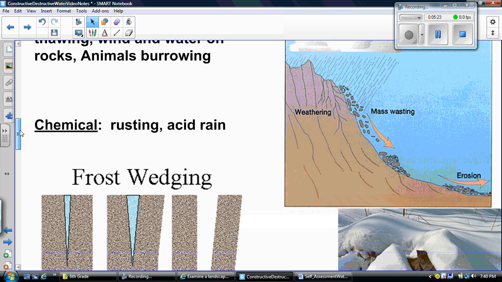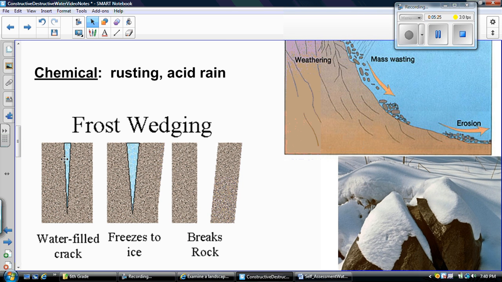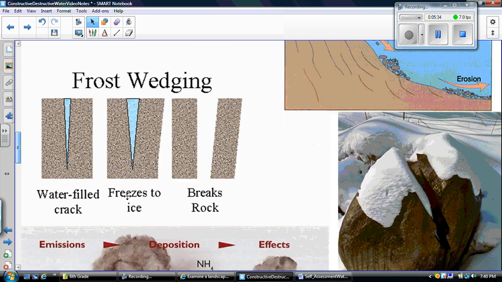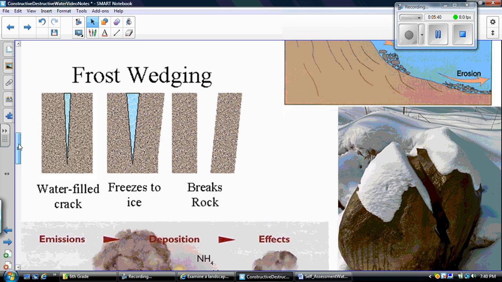Okay, an example of mechanical weathering: frost wedging. Water gets into cracks and ices, it freezes, and it splits the rock. So frost wedging is an example of mechanical weathering. Here's a picture of a rock being split in two due to frost wedging.